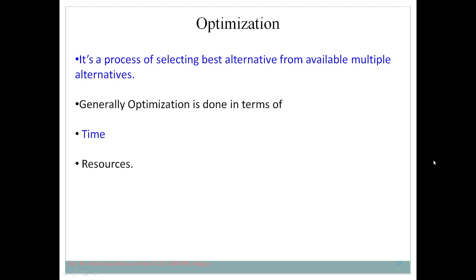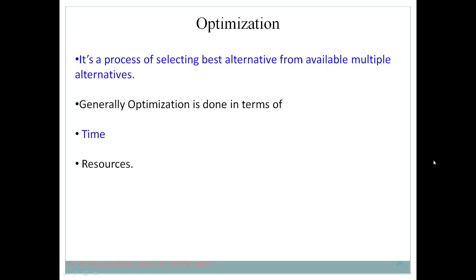A simple example: if you are moving from your home to, let's say, college, there may be the case that multiple routes are available. So obviously you will select a route which takes less time to reach from your home to that particular college. So this is what optimization in terms of time is.